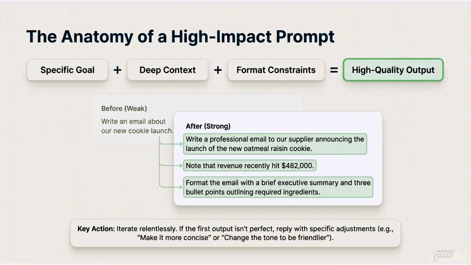To get high-quality outputs, focus on the anatomy of a prompt. Combine a specific goal with deep context and clear format constraints. Remember to iterate based on the results.